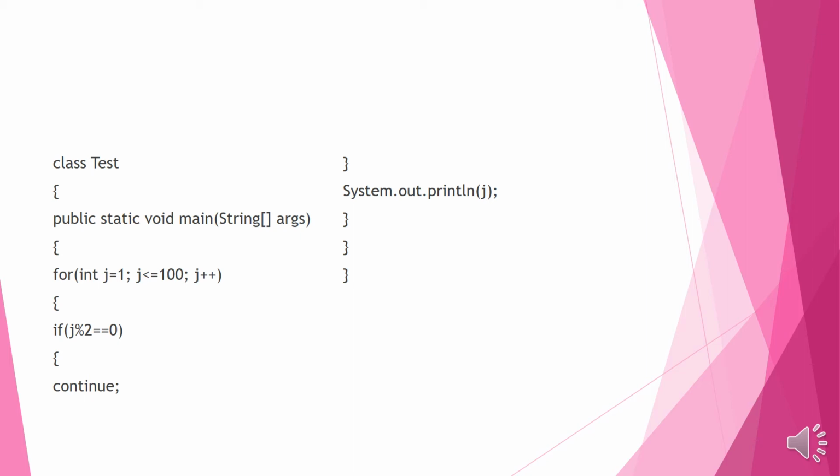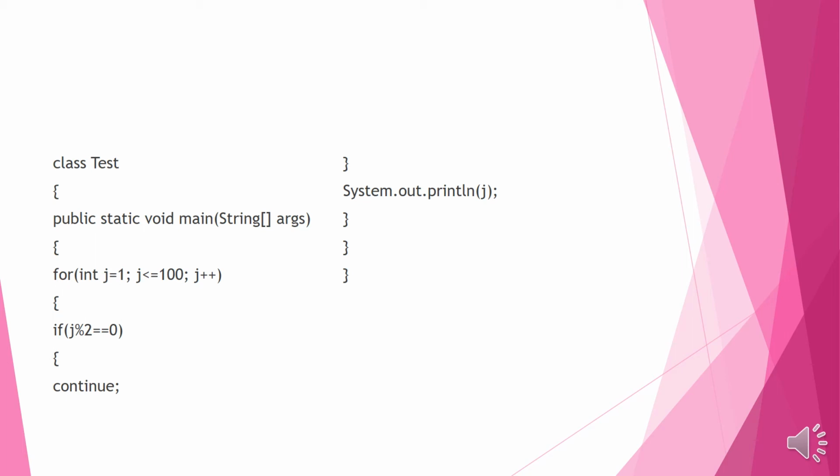1 modulo 2 is not equivalent to 0. So what it does is it will skip the execution and it will go for the next incrementing. Okay, it will just skip it, and then it will be incremented to 2. So 2 modulo 2 is also equivalent to 0. So it will skip. Whenever the condition comes as 0, it will skip and it will not print anything.